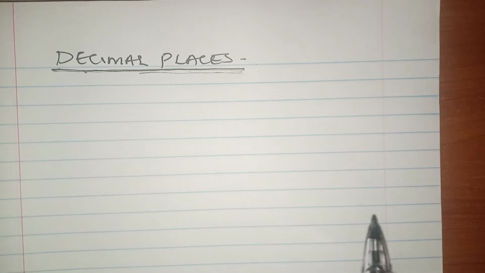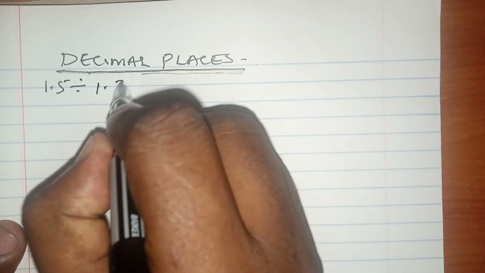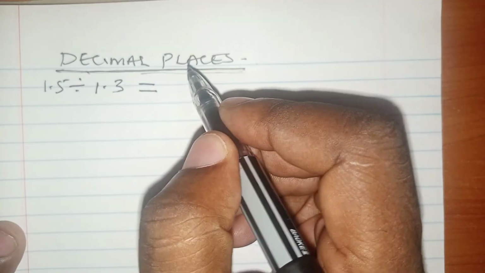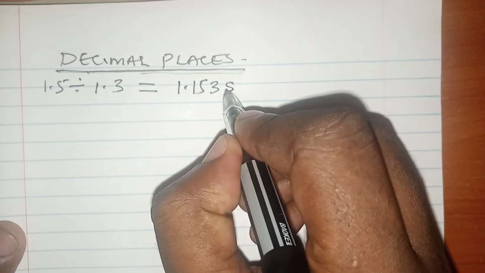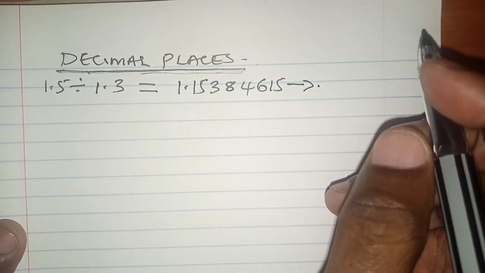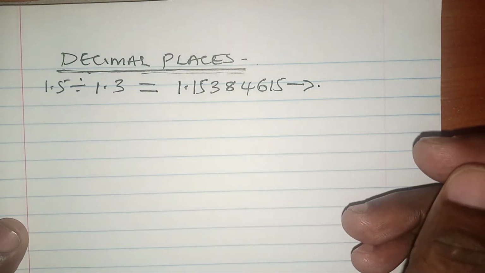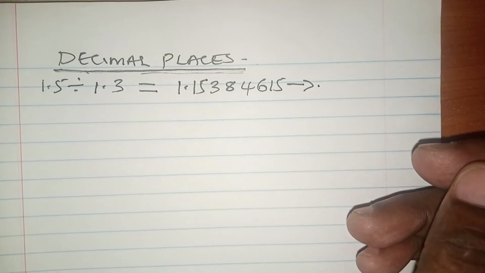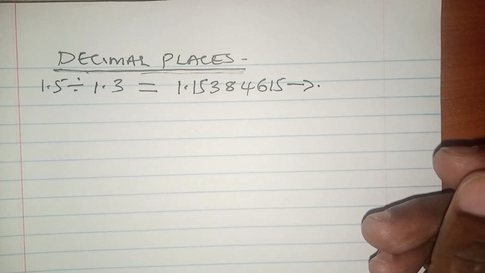Now, decimal places. For instance, if you take a number like 1.5, and I would want you to use the calculator and you divide it by 1.3, what you're going to get on the screen of your calculator is 1.15384615 moving forward. Now, you cannot just write the whole of this number as it's displayed on the screen of the calculator. So you would wish to write it as an estimate, to correct to 1 decimal place, 2 decimal places, 3 decimal places.